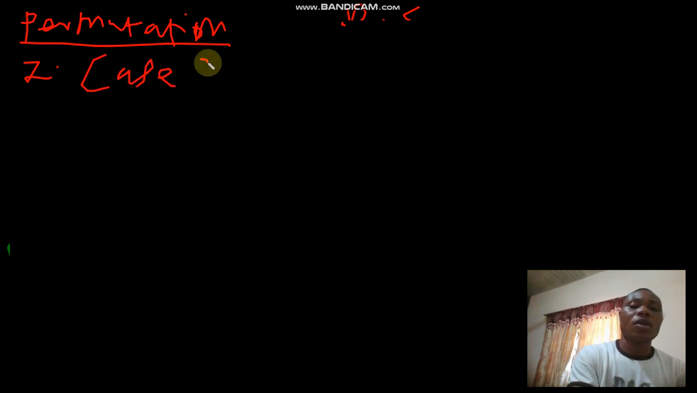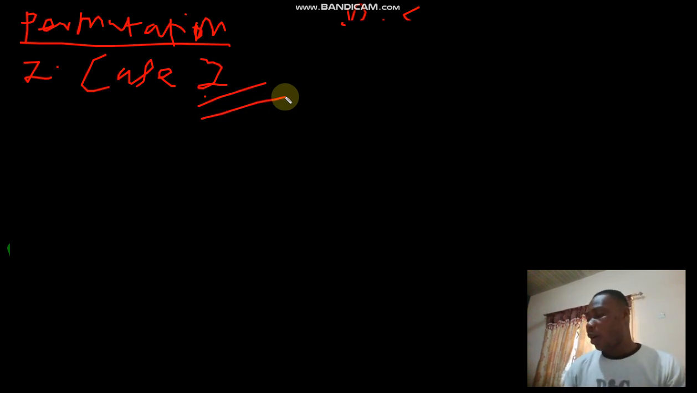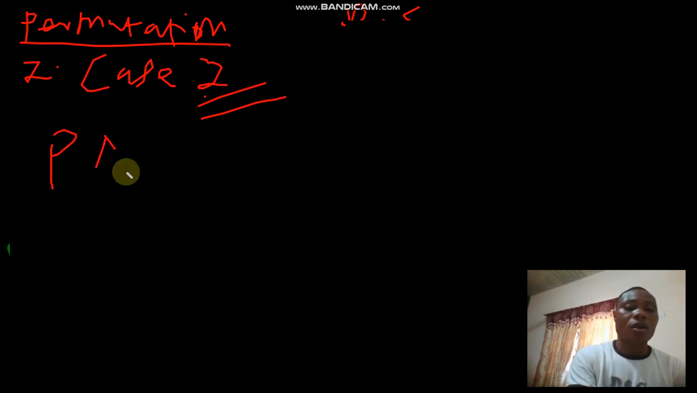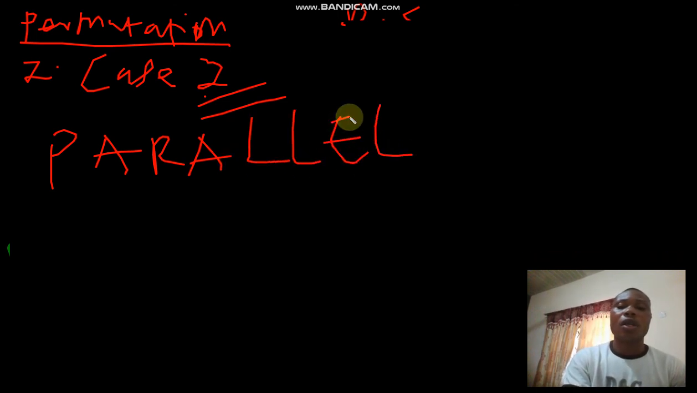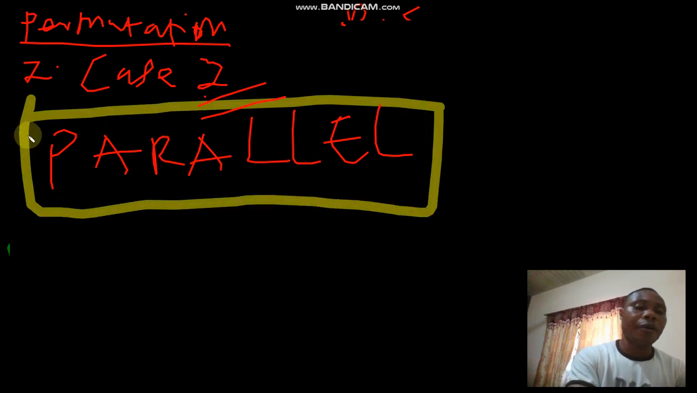Case 2. Here, you want to see if you have a double identical element. For example, when we have the word parallel. Okay. So in how many ways can the letters of this word parallel be arranged? Okay.